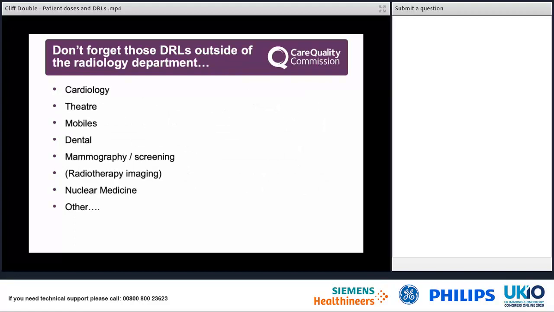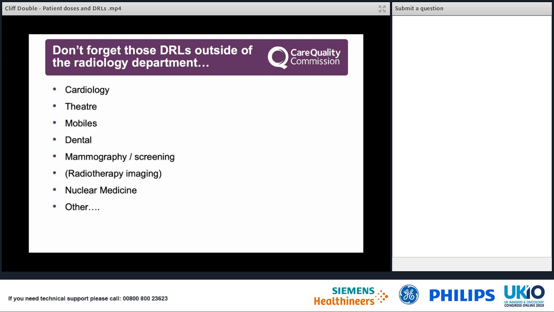It's very tempting, I think, to look at all the arrangements within radiology, which is in your sphere of influence, but maybe outside of the department there are other areas which will also need to have DRLs established. And the big factor there, I think, is cardiology. We will often follow the dose and we'll want to prioritise high dose modalities over low dose, so please don't forget cardiology. But the same would also be true for theatre, mobiles, dental and all the other areas where there are medical exposures outside of the main radiology department.